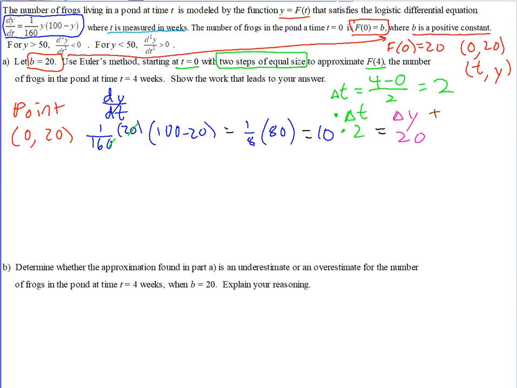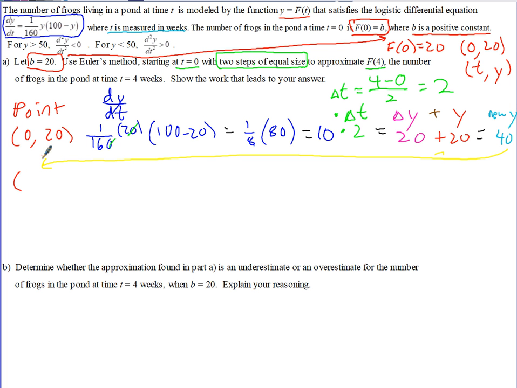Plus the original y-coordinate also happened to be 20 gives you a new y-coordinate of 40. In this case, we're estimating that after 2 weeks, the number of frogs has doubled from 20 to 40. So that's one step. Now let's go through another step.